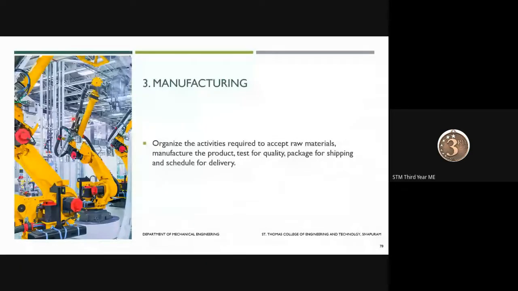Then the third one is the product development process. Here we are organizing all the activities involved in the production cycle, and these activities are kept streamlined, or the work is in a continuous flow without any delays, and we are manufacturing the product up to the quality. Then we are packaging it for shipping and storing in inventory. This all comes under the manufacturing side of supply chain management.